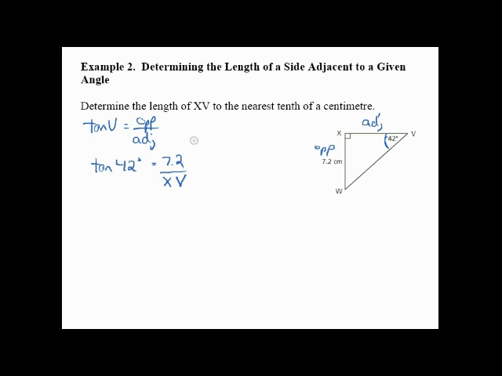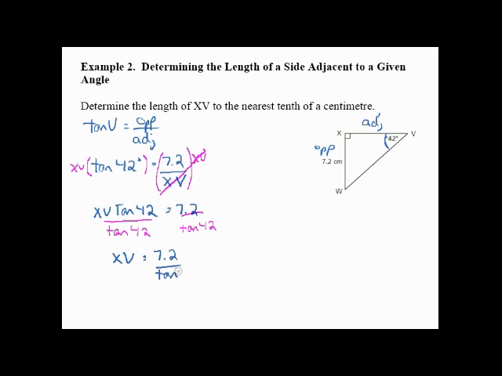So we need to get rid of the fraction first. We're going to multiply this side by xv and multiply this side by xv. And these xv's cancel out, and we are left with xv tan 42 equals 7.2. And we want the xv by itself, so we're going to divide this side by tan 42. We're going to divide this side by tan 42. And we are left with xv equals 7.2 divided by tan 42.